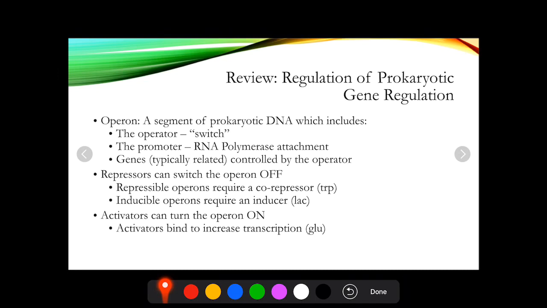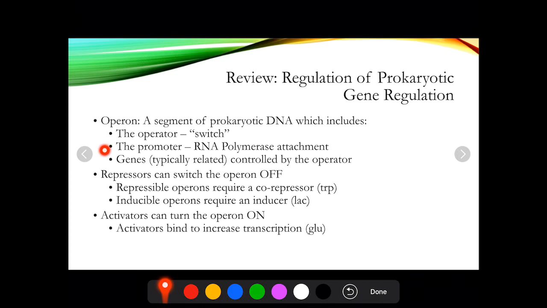As a review, operons are stretches of DNA, and they're going to have a whole bunch of stuff in them. The operator, the promoter, and then a whole bunch of genes. Maybe one, but usually like 6, 7, a whole bunch of genes that have a similar function. The operator is going to work as a switch, basically acting as an on or off. The promoter is where the RNA polymerase attaches. So if the operator is on, then the promoter can attach. If the operator is off, then the promoter cannot attach to the RNA polymerase.